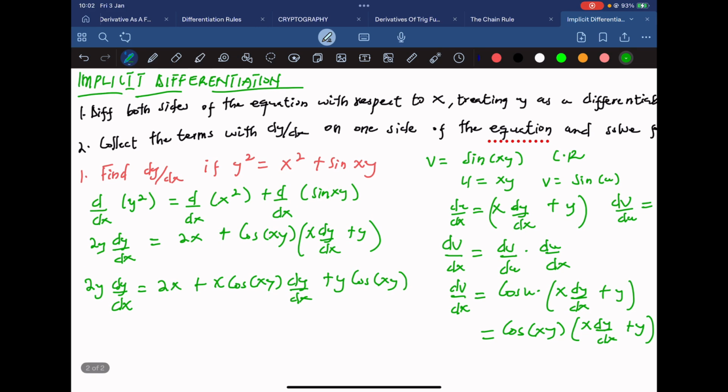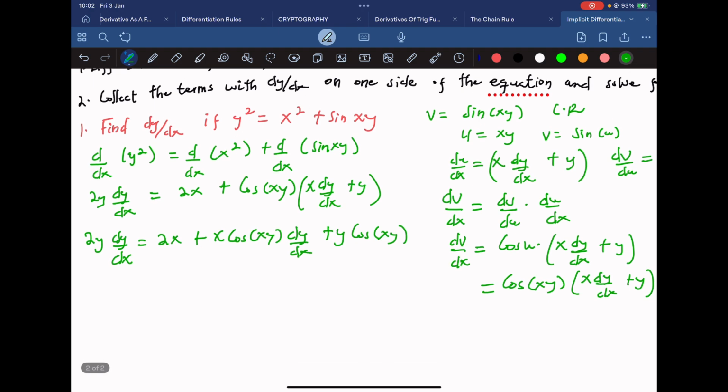We differentiated both sides. Now we have to collect the terms with dy/dx. So we have dy/dx here, here. So what we can do is bring this dy/dx to the left hand side, or we can send this dy/dx to the right hand side. Any of them works. So let's bring it to the left hand side.